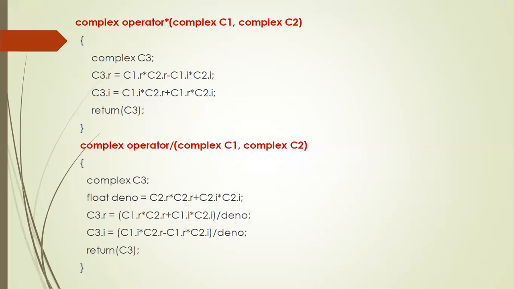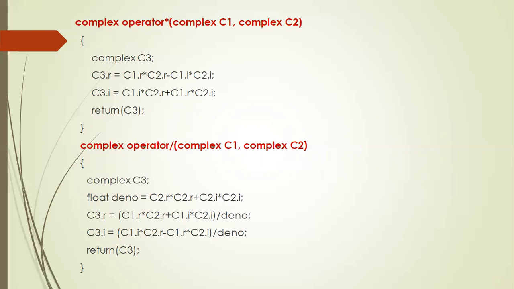So return C3. In the case of division of two complex numbers, you have to rationalize the denominator. Anyway, you already learned in your second PU how to rationalize complex numbers. Complex return type, operator slash, complex C1 comma complex C2, then complex C3. First, you have to calculate a variable called denominator of float type.